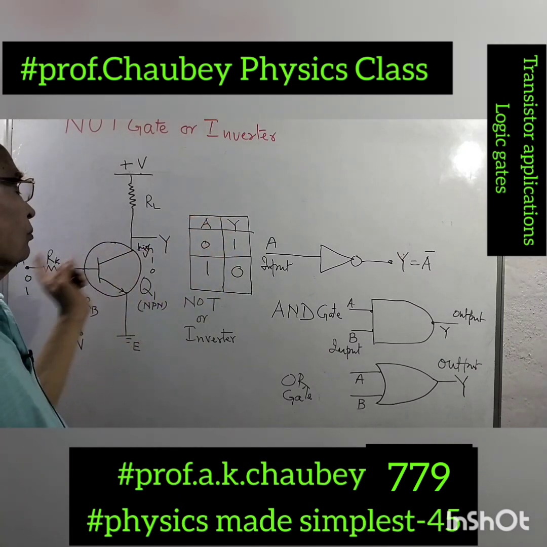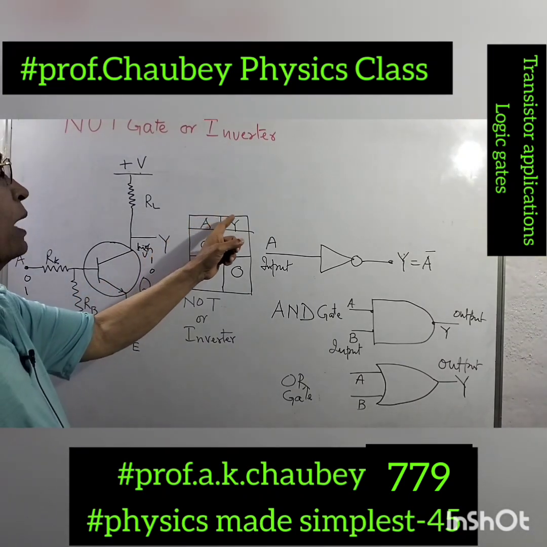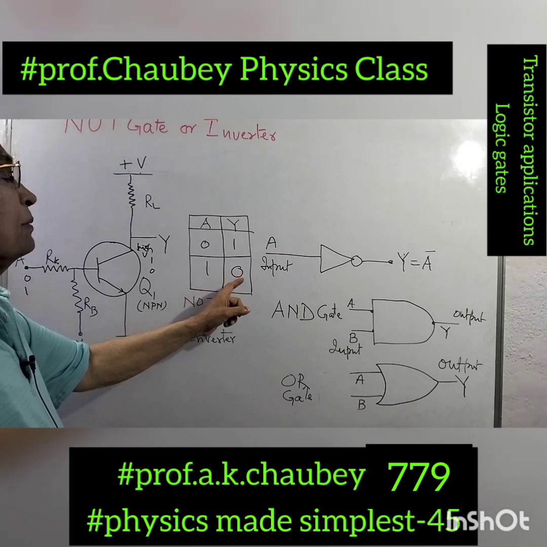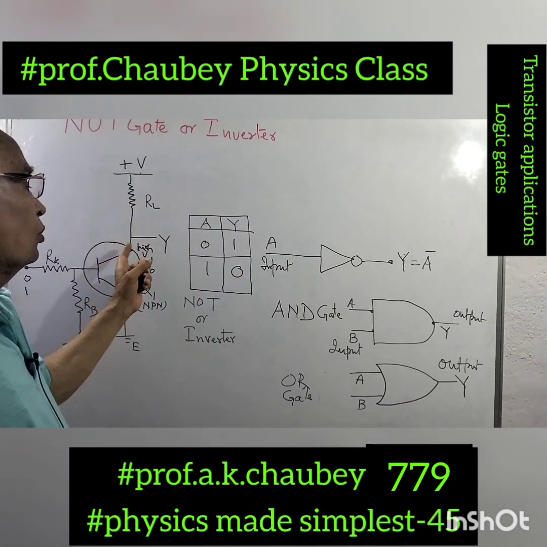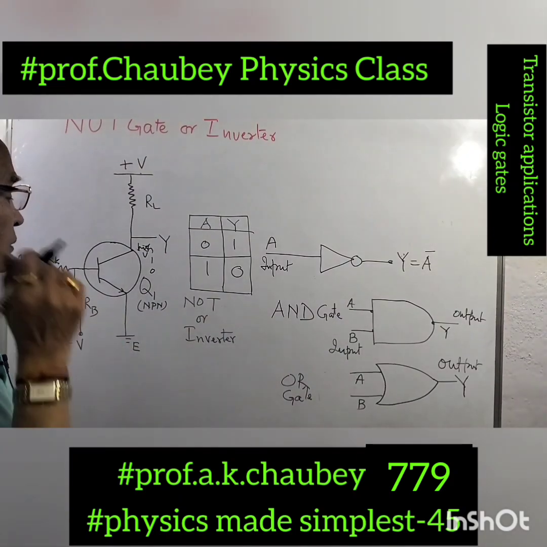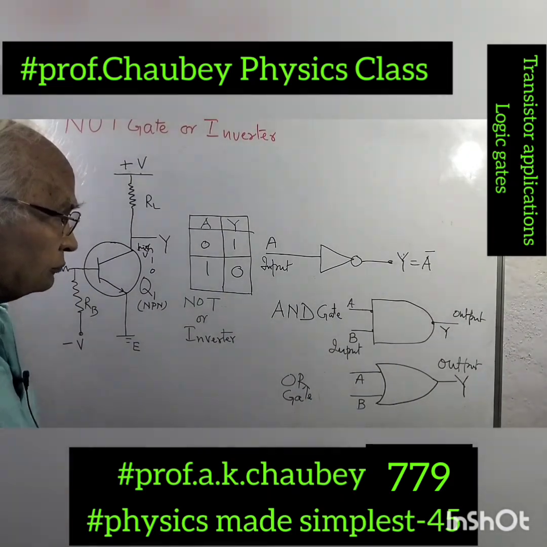And the truth table will be like this. When A is 0, meaning low state, Y output will be high state 1. When A is 1, high state, the output will be 0, because it is conducting, so no voltage here, so 0. So this is the truth table of the NOT gate. This is also called an inverter.